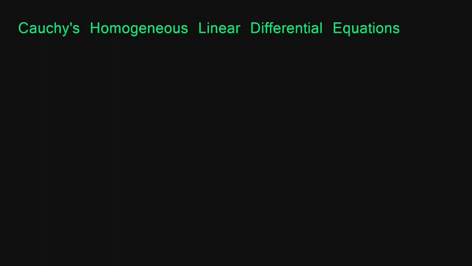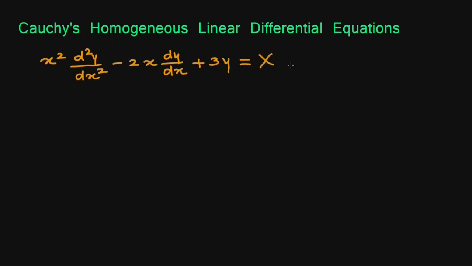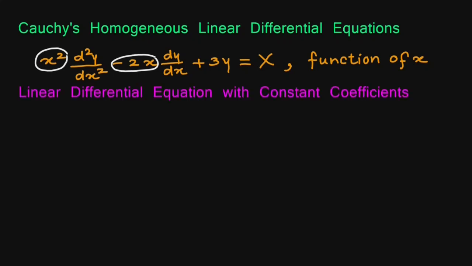In this video, we are going to study Cauchy's homogeneous linear differential equations such as x square d2y upon dx square minus 2x dy by dx plus 3y equals x, which is a function of x. Here we observe that the coefficients of the differentials are not constants but are powers of x of a particular type. These equations, by proper substitution, can be easily converted into linear differential equations with constant coefficients.